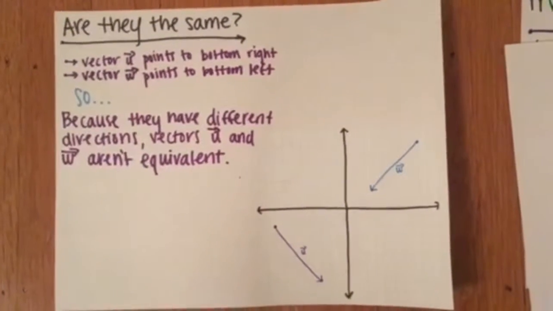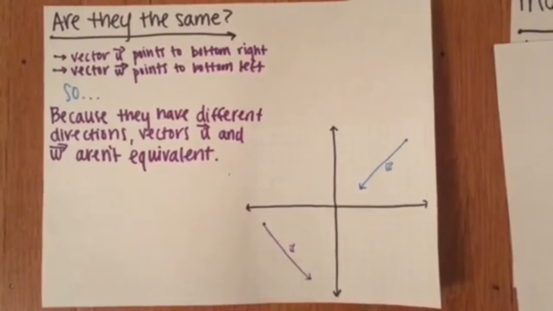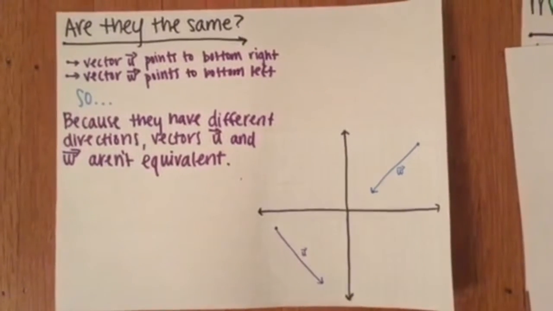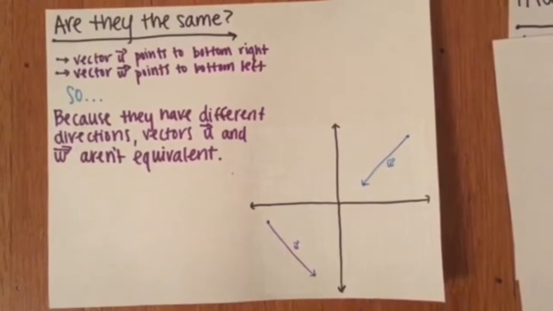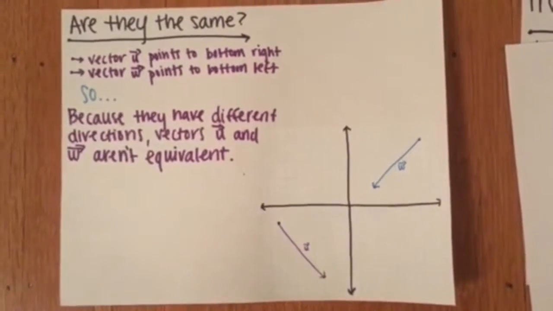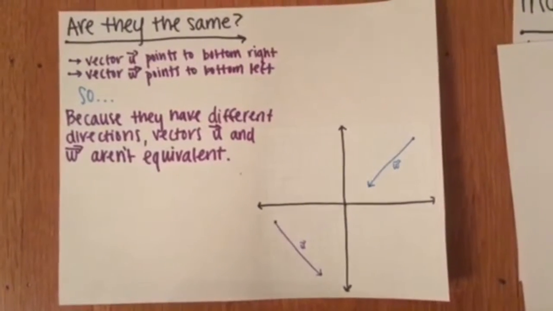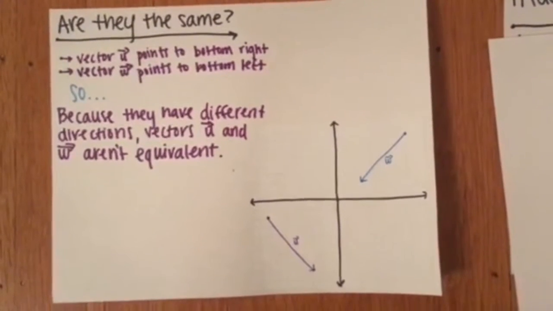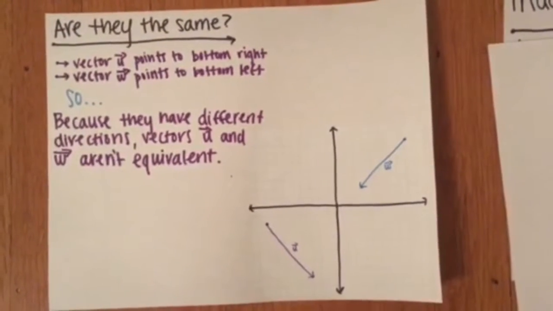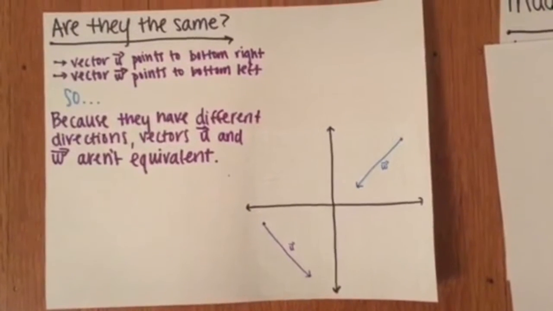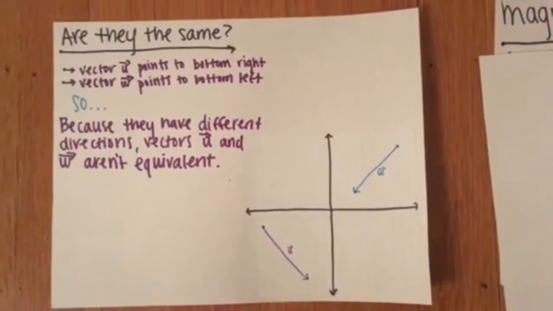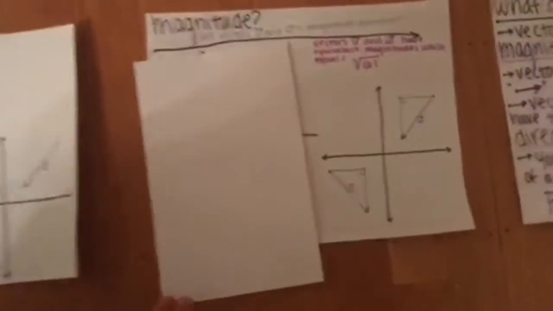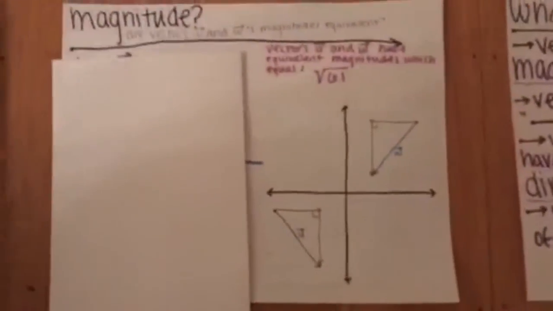Vector U points to the bottom right corner, while vector W points to the bottom left corner. So, because they have different directions, vector U and vector W aren't equivalent. Okay, so we know vectors U and W's directions aren't equivalent, but are the vectors U and W's magnitudes equivalent? We have the vectors here again.